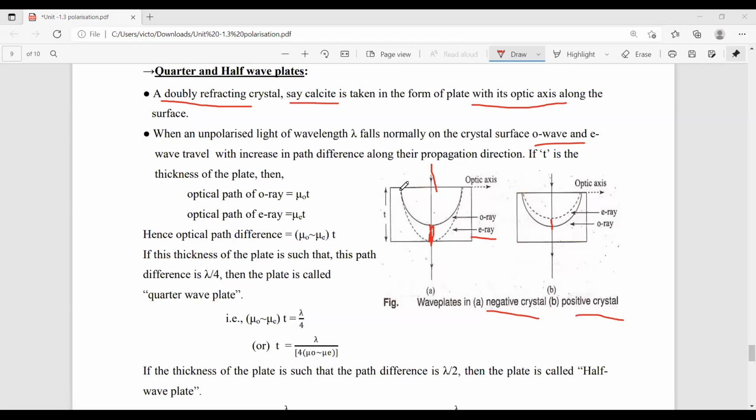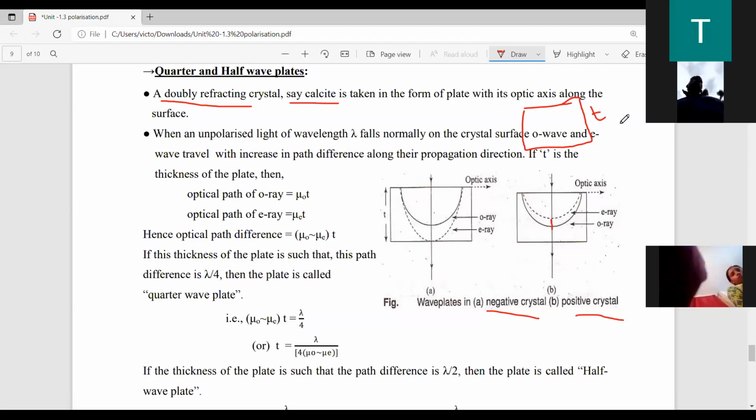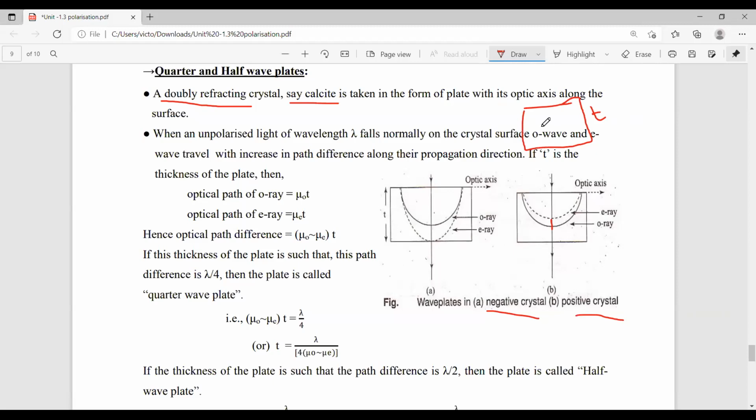This length only. What is the length of the plate? Which is the thickness of the plate. For example, if you take any room, this is the room having thickness T. Now a light travels through this room. How much distance does it travel? Which is equal to the thickness of the room or length of the room.